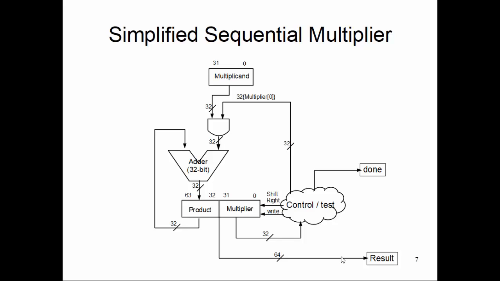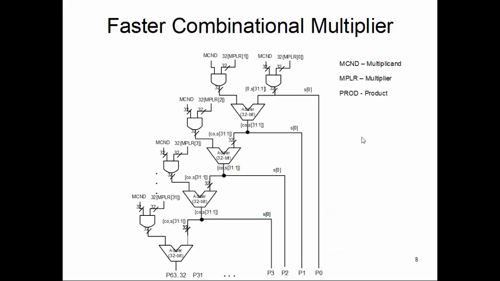The question is, is there any way we can do it in one clock cycle? Is there a way we can design a combinational circuit to perform the multiplication? If we can do it, then you are avoiding all these clocks and steps and everything. The answer is yes, we can do that. We can design a digital circuit, like a faster combinational multiplier.